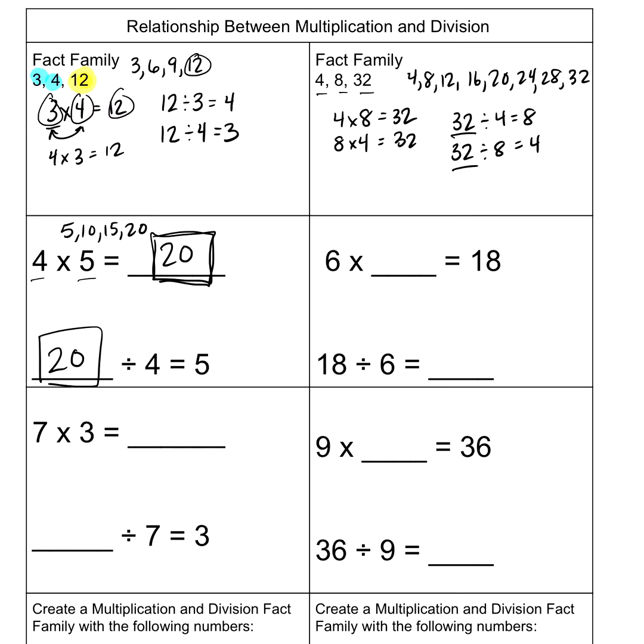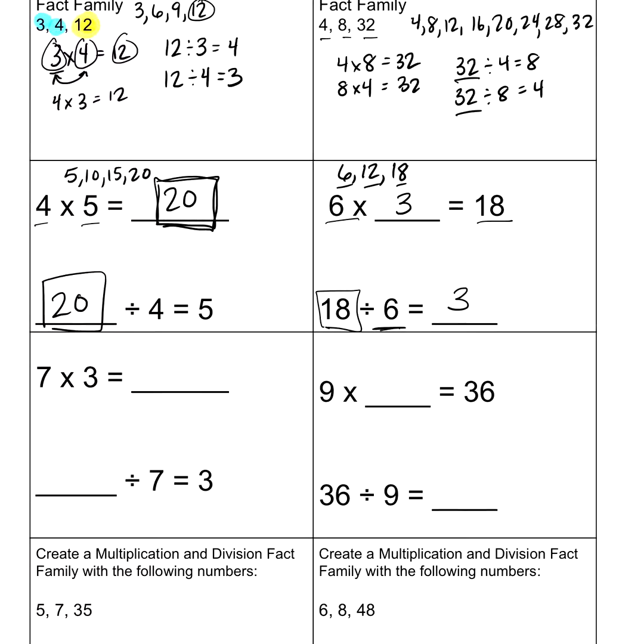Let's do another one. 6 times what equals 18? Well, I'm going to skip count by 6 until I get to 18. 6, 12, 18. Freeze. We matched. How many times did I skip count by 6? 1, 2, 3. 6 times 3 equals 18. So in this case, we know that we have 18 total objects in 6 groups, but we didn't know how many were in each group. We figured out that there were 3 objects in each group. Just to show you all the relationship between multiplication and division.